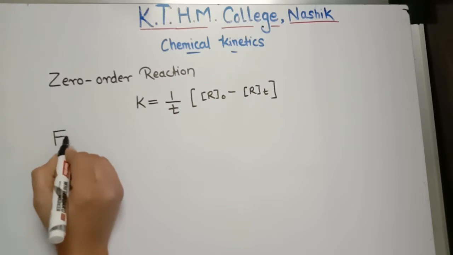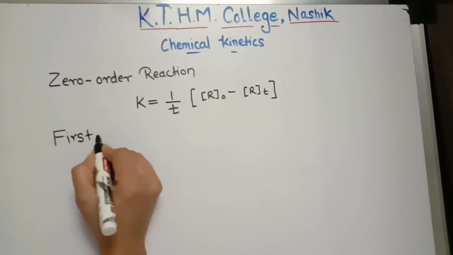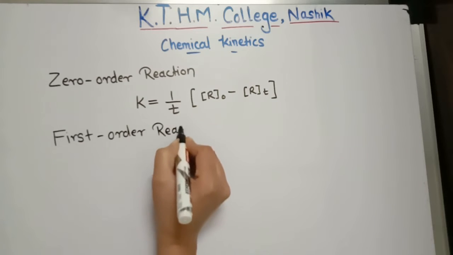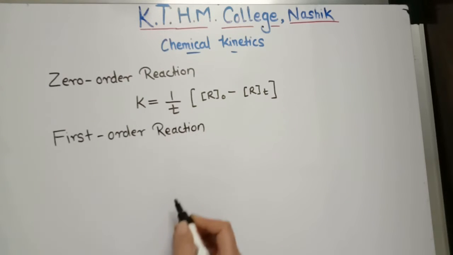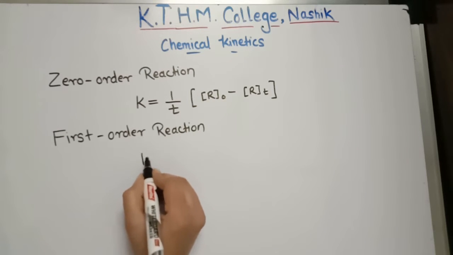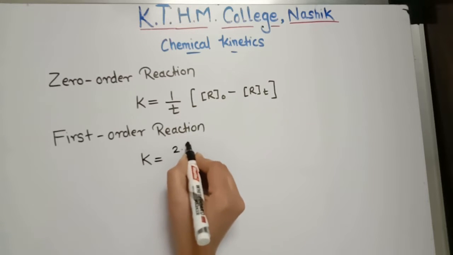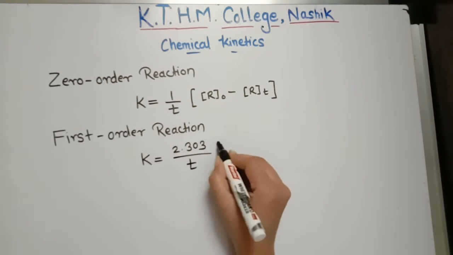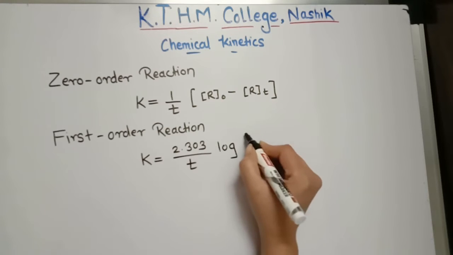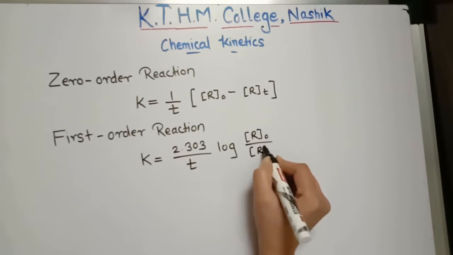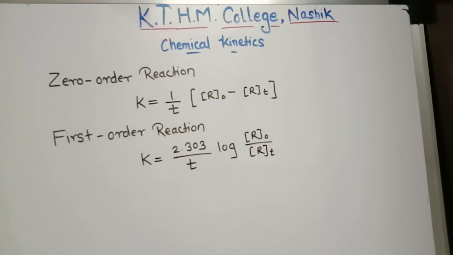In the next point we have discussed the first order reaction. Now for the first order reaction, K is equal to 2.303 upon t into log of initial concentration of reactant upon the concentration of reactant at time t. This was the equation for the first order reaction.